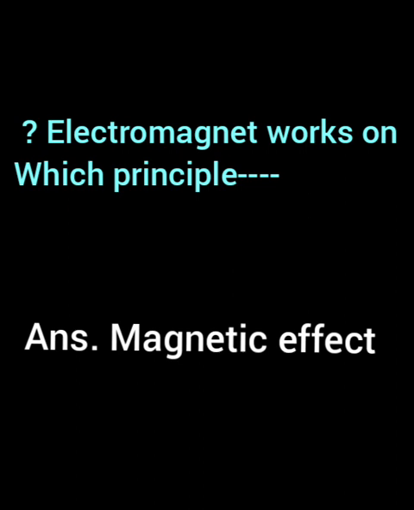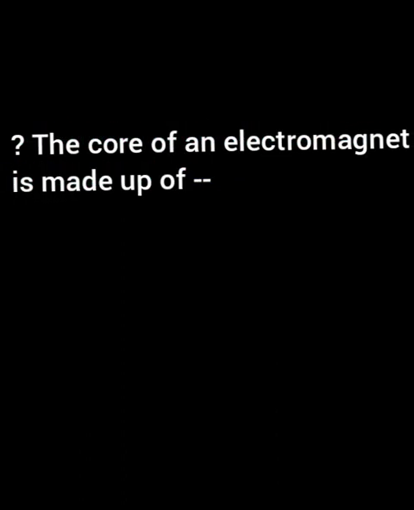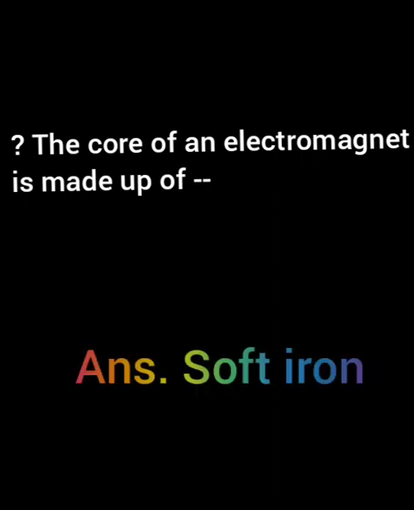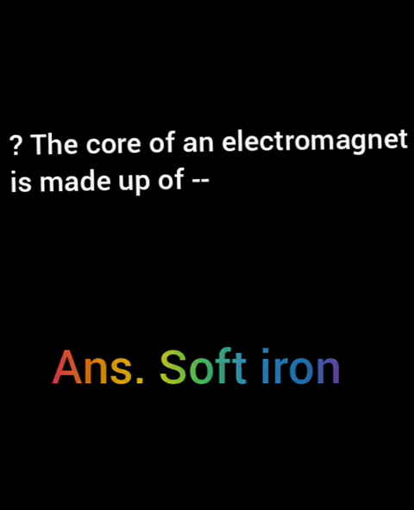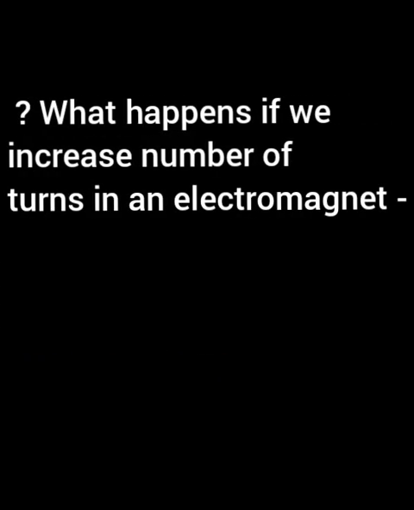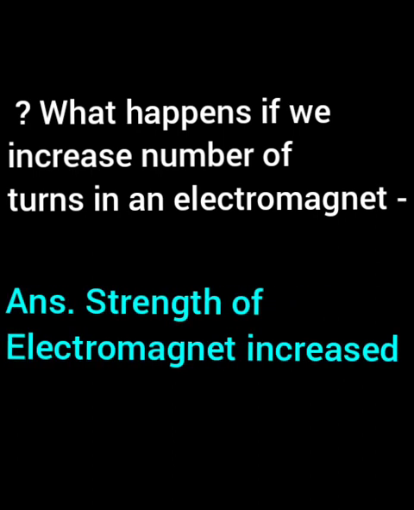Question next, the core of an electromagnet is made up of. That is soft iron. As I told you before also, the question can come like that, and then the answer will be soft iron. Now question next, what happens if we increase the number of turns in an electromagnet? Important question. The strength of the electromagnet will increase.